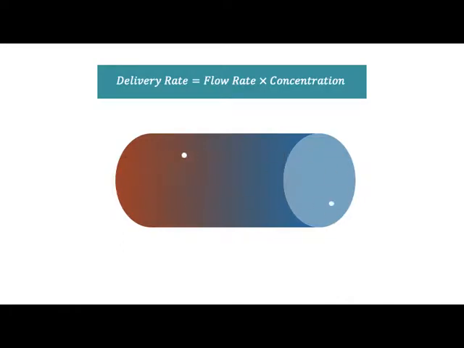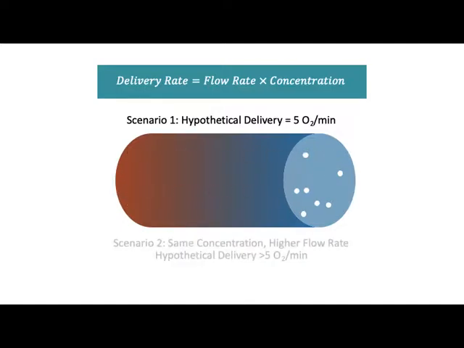And in this example, scenario one, I have some modest flow rate. The concentration here is 5 oxygens per minute. And in scenario two, faster flow rate, same concentration. Theoretically, the delivery would be faster, right? If I only change one of these elements, in this case, I'm changing flow rate, making it faster. If the concentration is the same, 5 oxygens per minute, whatever that means, then delivery would be increased.